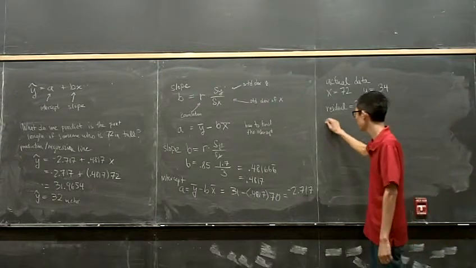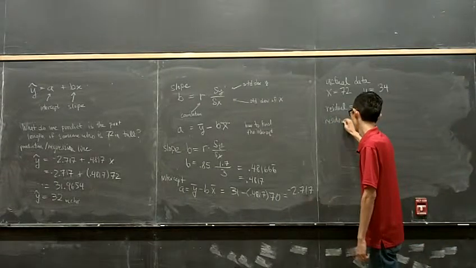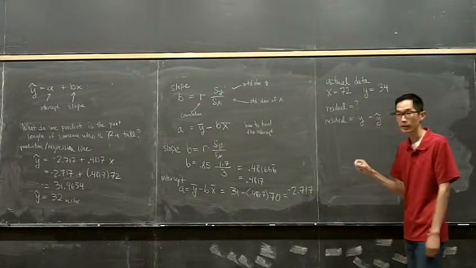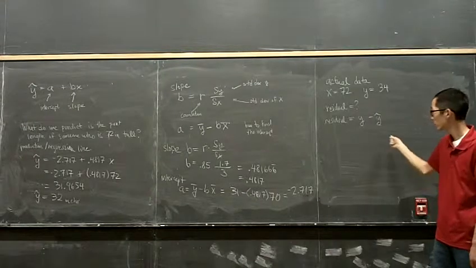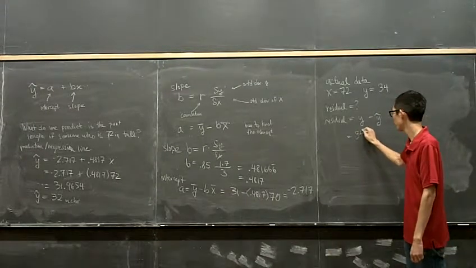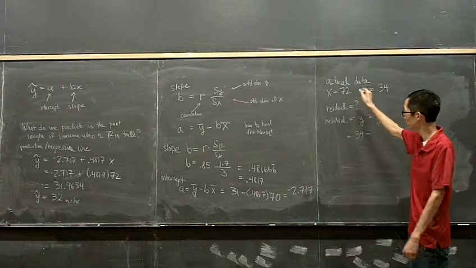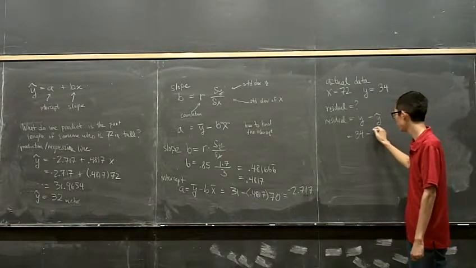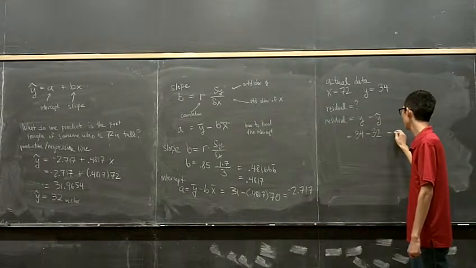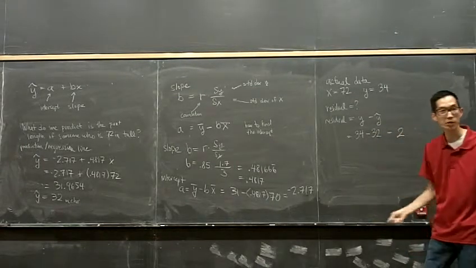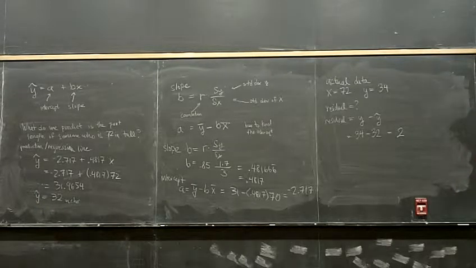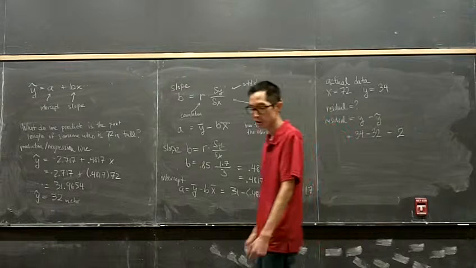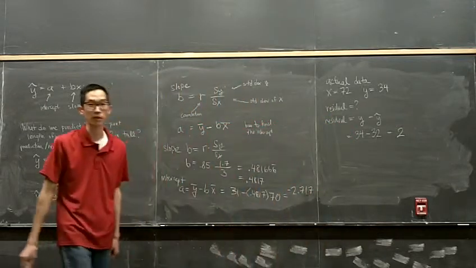So the residual is the actual minus what I predicted, right? Here, the actual data point was 34. What we predicted for somebody who is 72 inches tall was 32 inches. So the residual here is 2 inches. That means the actual length is 2 inches longer than what I predicted.